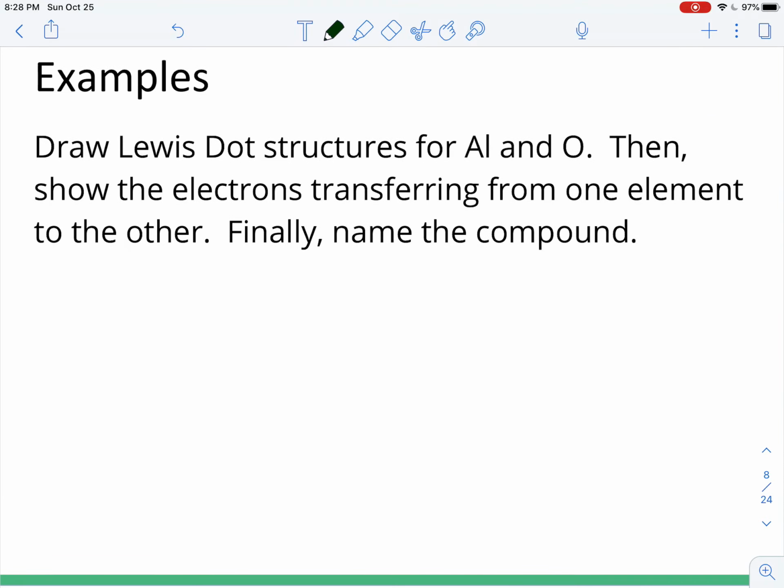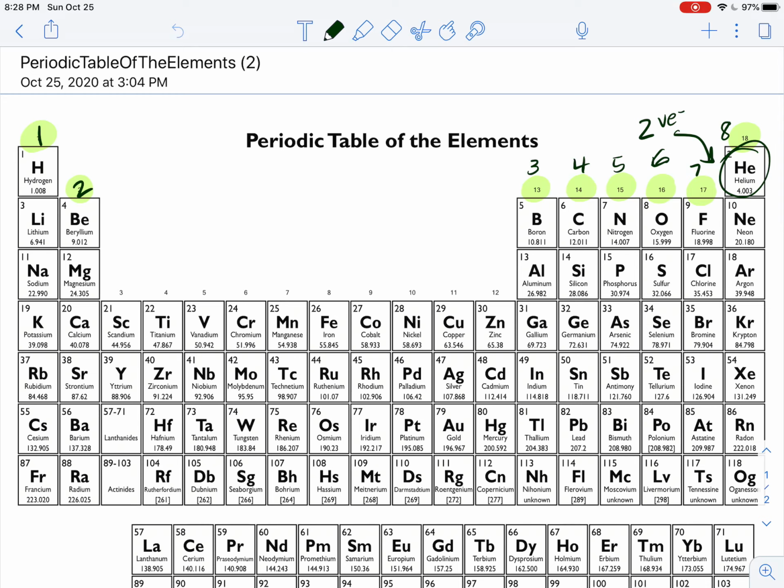All right, so it says to draw Lewis dot structures for aluminum and oxygen, and then let's show the electrons transferring from one element to the other. Finally, name the compound. Okay, so we have aluminum and oxygen. So really quick, I'm just going to pull up the table. We can draw our valence electrons. All right, so aluminum here gets 3 valence electrons, and then oxygen, that one gets 6 valence electrons.